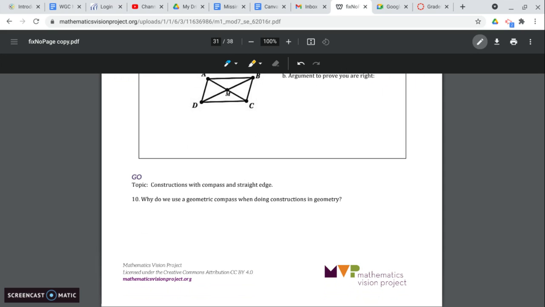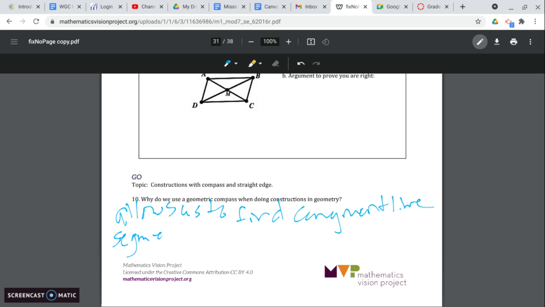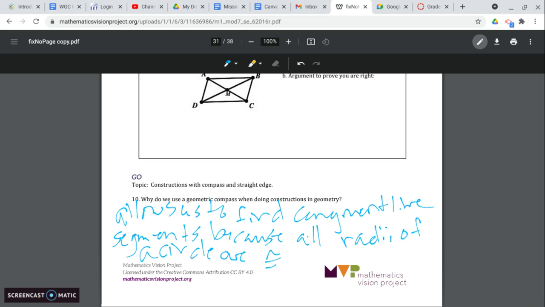The last part of this, why do we use a geometric compass when doing constructions in geometry? So a compass allows us to find congruent line segments because all radii of a circle are congruent.